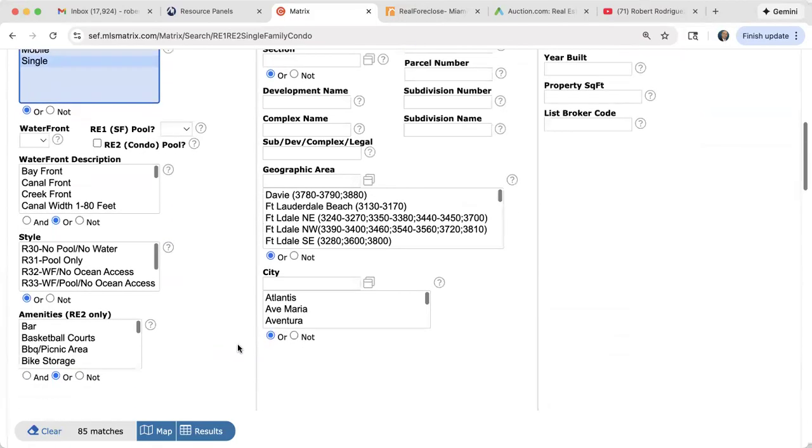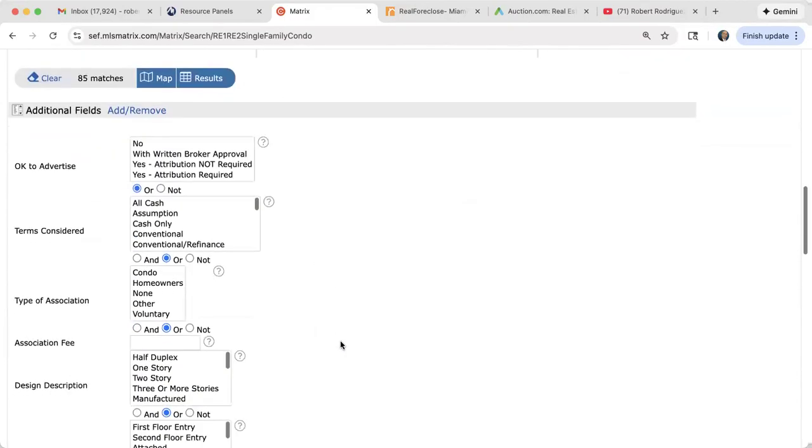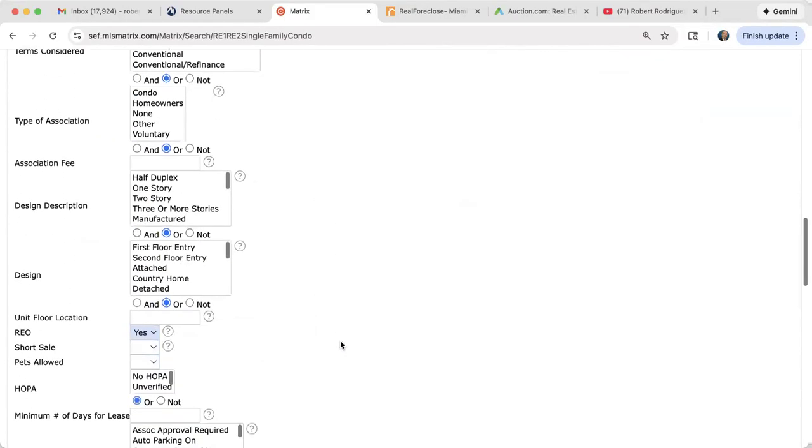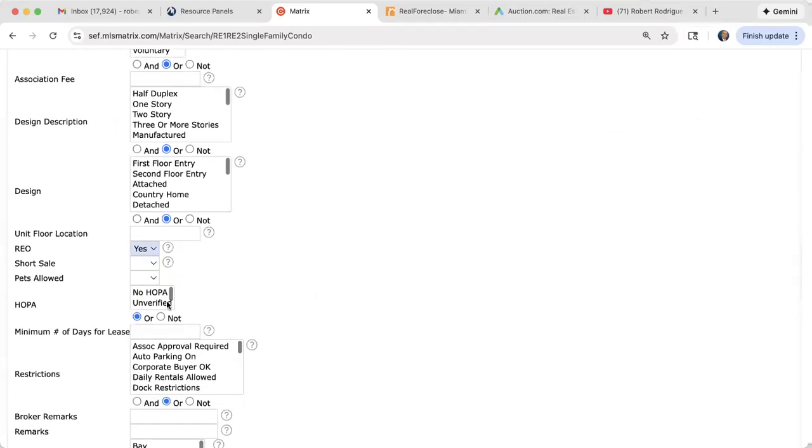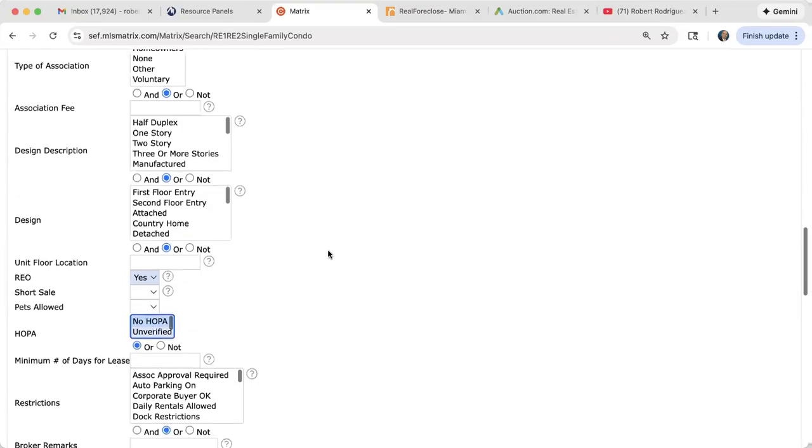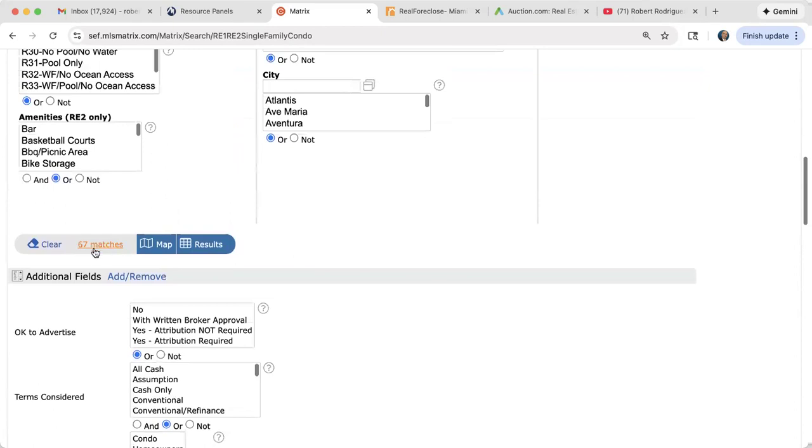Okay. And then one last thing, guys, we want to make sure that we're also outside of any HOPA area, or Housing for Older Persons Act. We don't want to buy an investment property in a 55 and over community, especially if our intentions are to fix and flip. So let's go ahead and also add another additional field called HOPA, and then we are going to answer no HOPA. All right, so now we're looking at 67 matches.